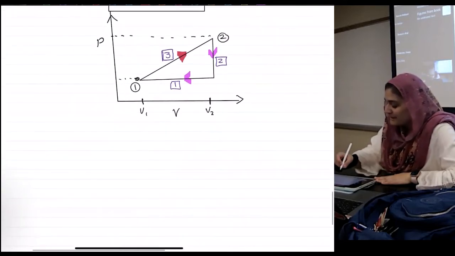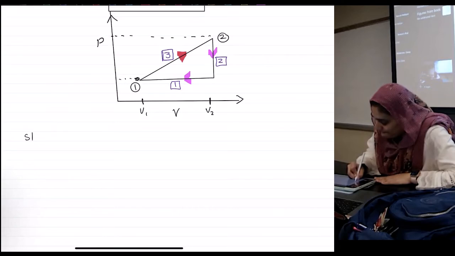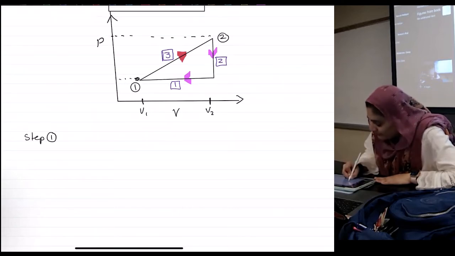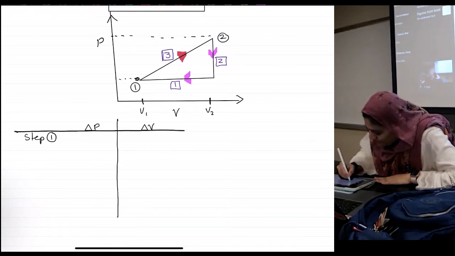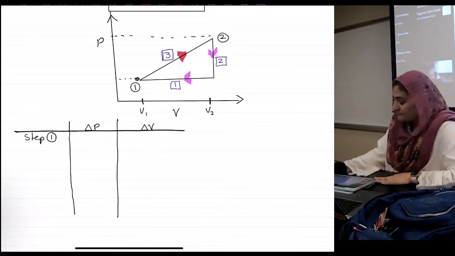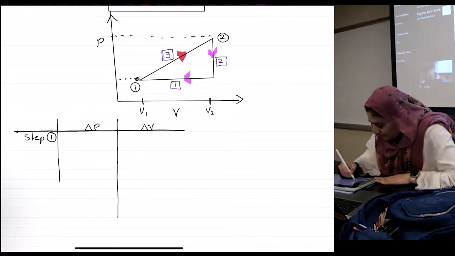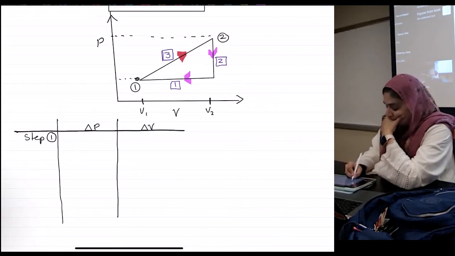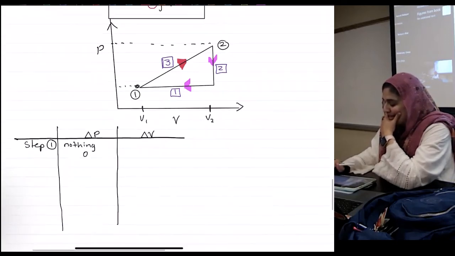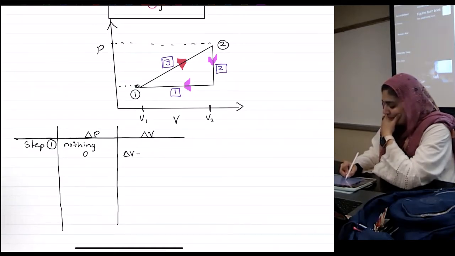Okay, what can you tell me about step 1? I'm going to say delta P and delta V. So step 1, look at step 1. What's happening to delta P? Nothing. So delta P is 0. What is happening to V? Delta V. It's going from V2 to V1.